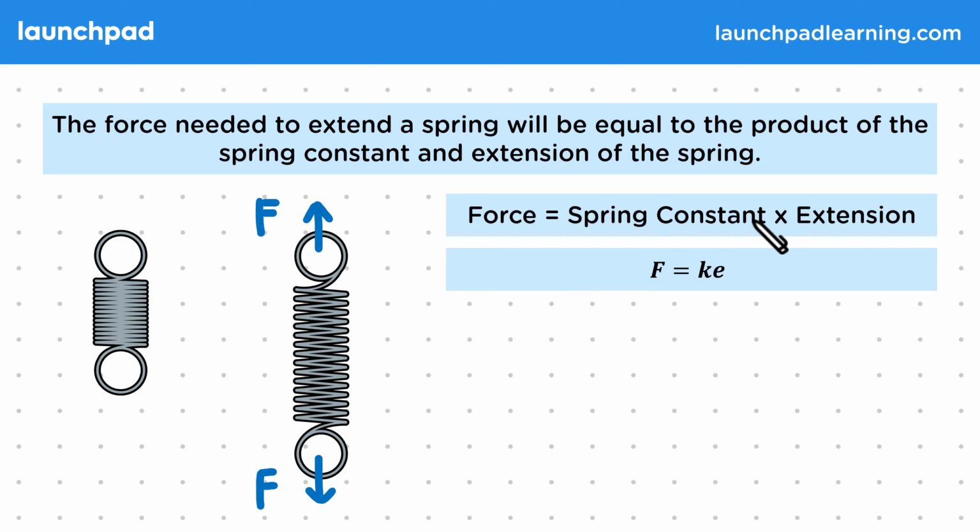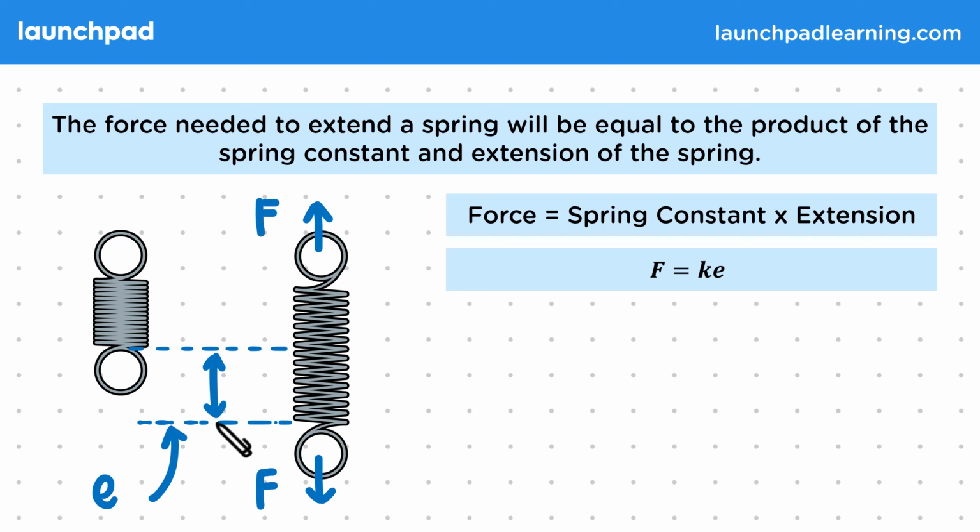Then K is the spring constant, a measure of how stiff the spring is. And lastly, E is the extension of the spring. To find this, we compare the length of the spring before and after we apply the forces, and then find the difference between the two. This is the extension. Make sure you understand that E is not just the length of the extended spring, as this is a common mistake students make. It's specifically this difference we use in the equation.